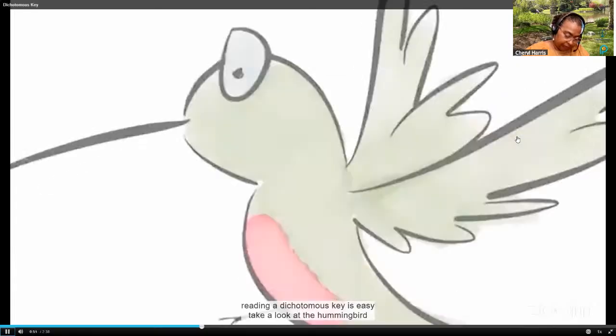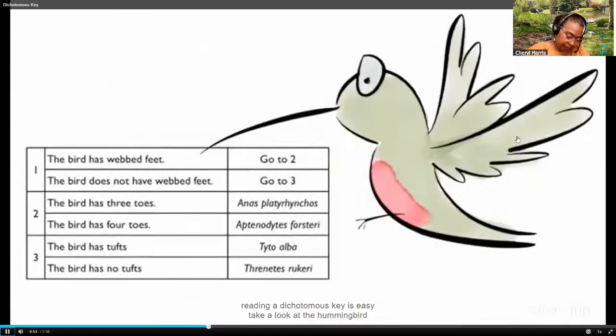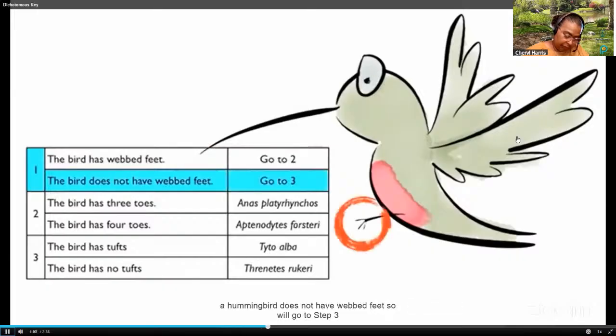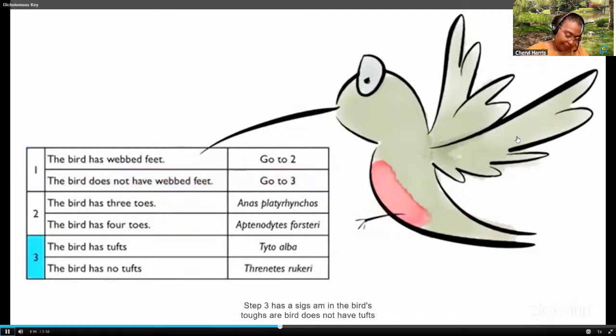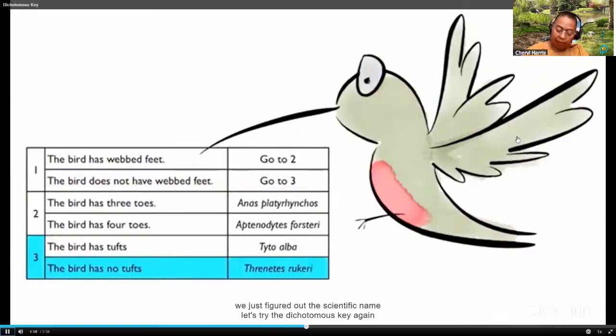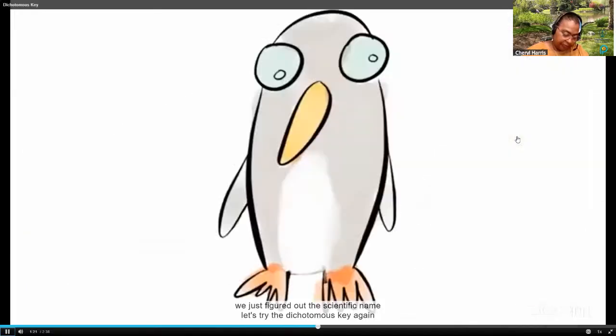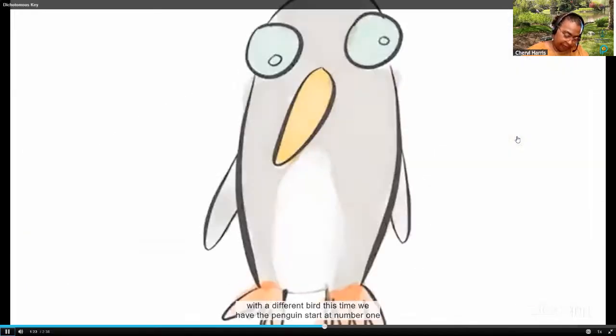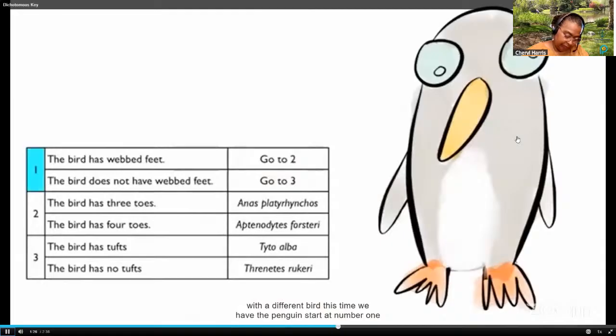Reading a dichotomous key is easy. Take a look at the hummingbird. To use a dichotomous key, start at number 1. At number 1, it's asking us to observe the feet of the bird. A hummingbird does not have webbed feet, so we'll go to step 3. Step 3 has us examine the bird's tufts. Our bird does not have tufts. We just figured out the scientific name. Let's try the dichotomous key again with a different bird. This time we have the penguin.